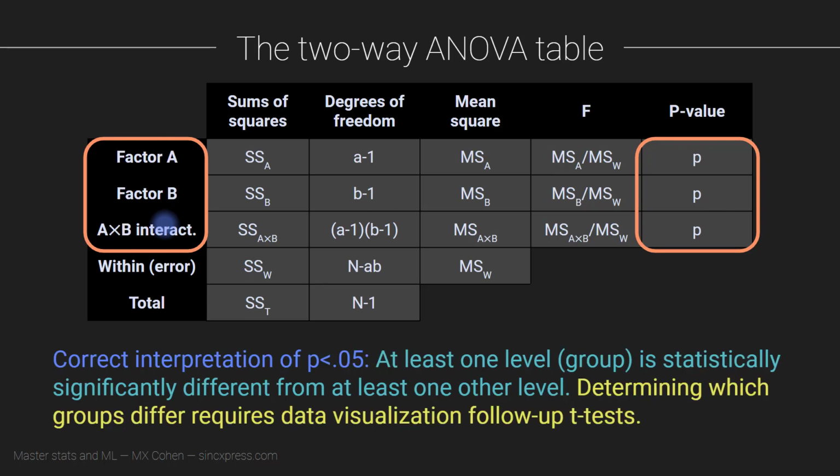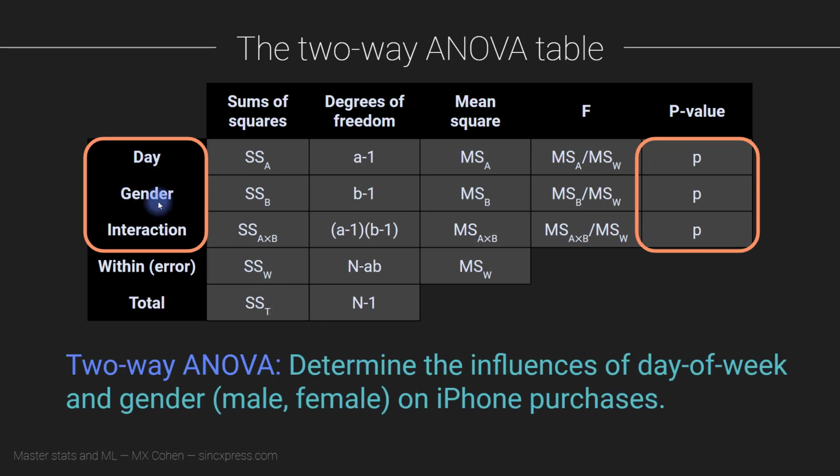Now, one thing to keep in mind about the p-values here is that the p-value just tells you that the factor itself is significant. It doesn't tell you which group or which level is different from which other group or which other level. That requires further data visualization and follow-up t-tests. So for example, if we find a significant effect of day of week for the iPhone purchases, the p-value just tells us that on some days people buy more iPhones and on some days people buy fewer iPhones. We're going to have to do subsequent data inspection in order to figure out which days are more likely to have iPhone purchases.